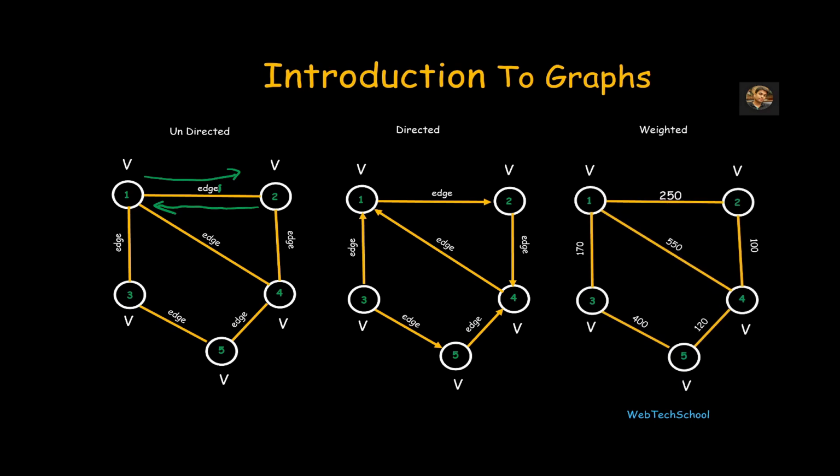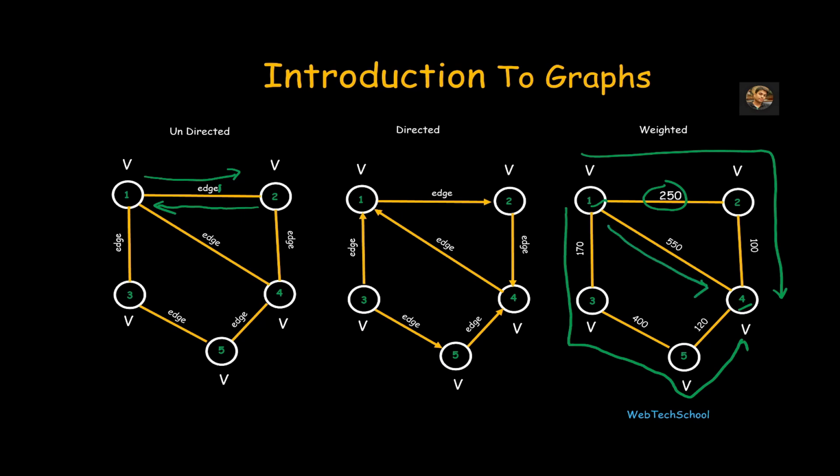Next type of graph is a weighted graph. A graph is said to be weighted if its edges are associated with integers. Let's consider an example. We need to move from vertex 1 to vertex 4. Then what are our paths? We can go in this direction, or we can go in this direction, or we can go in this direction. So let's call this direction 1, this is direction 2, and this is direction 3.